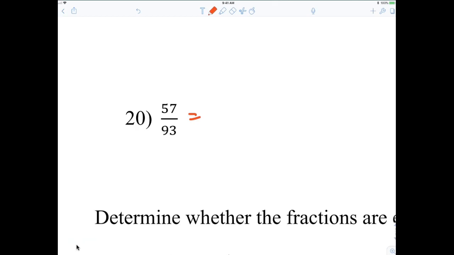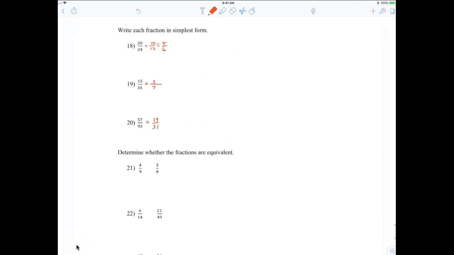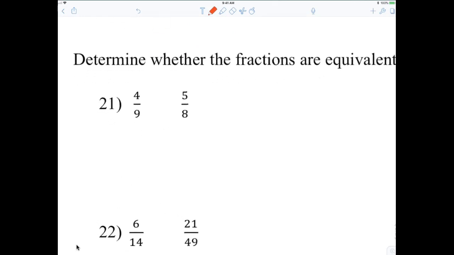Come on, put your hands down. We're just going in order. Okay, so that would be 19. Good job. 93. Over. Yes. 19 over 31. All right, here we go.